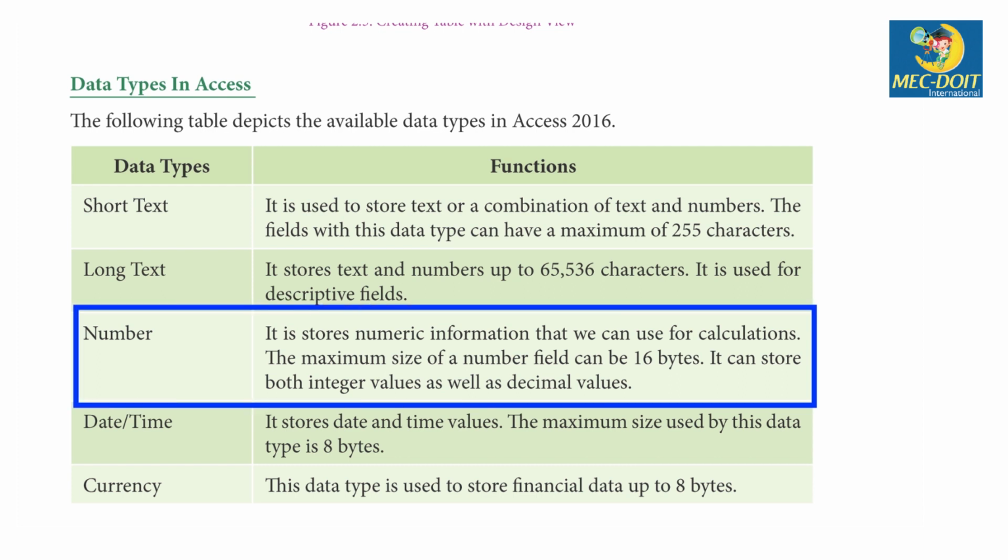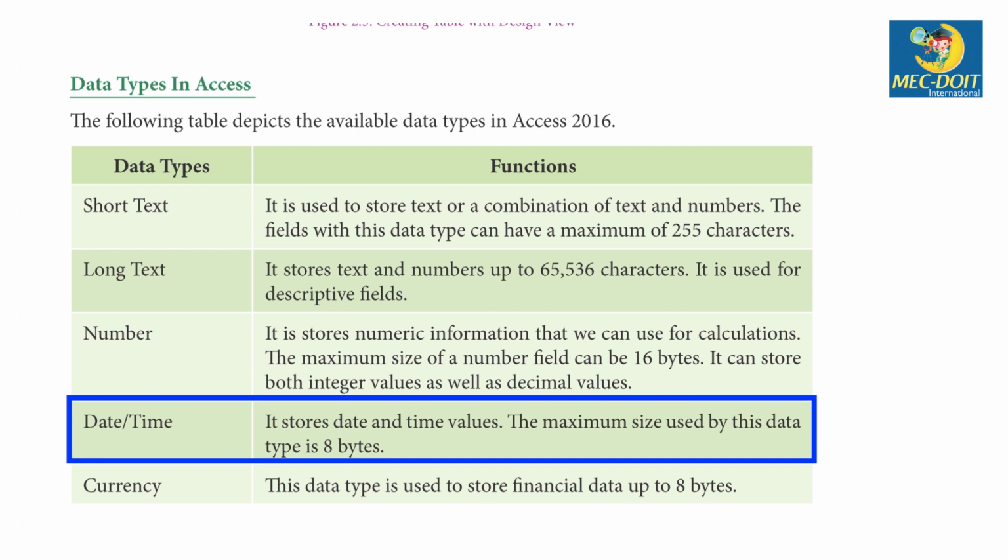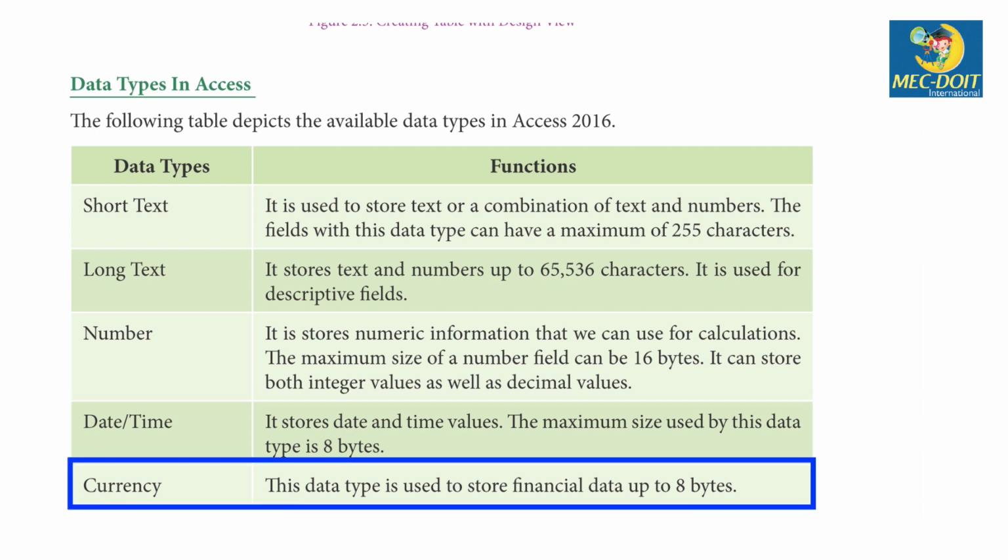Number: it stores numeric information that we can use for calculations. The maximum size of a number field can be 16 bytes. It can store both integer values as well as decimal values. Date/Time: it stores date and time values. The maximum size used by this data type is 8 bytes. Currency: this data type is used to store financial data up to 8 bytes.